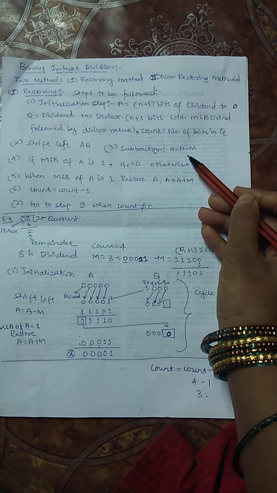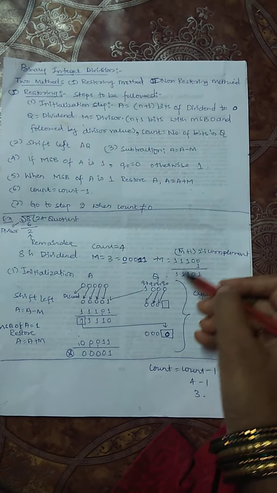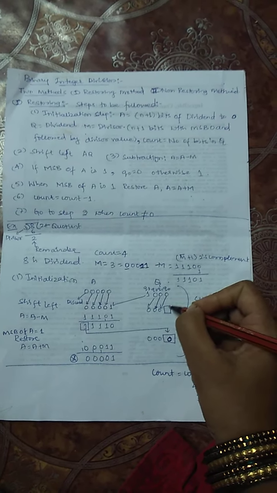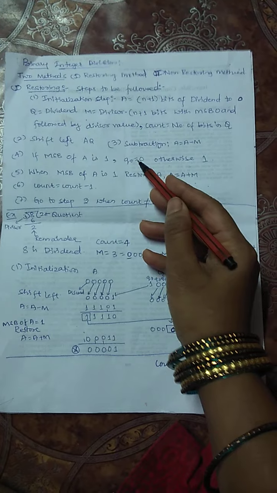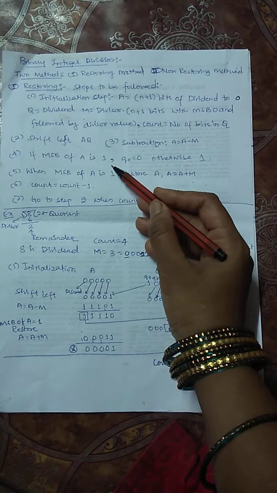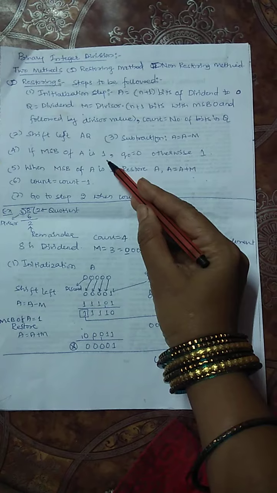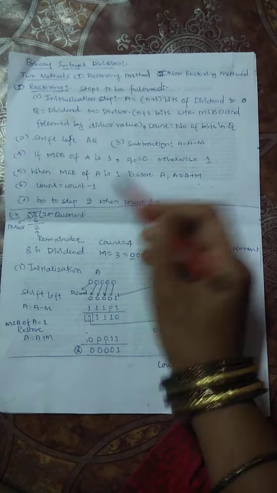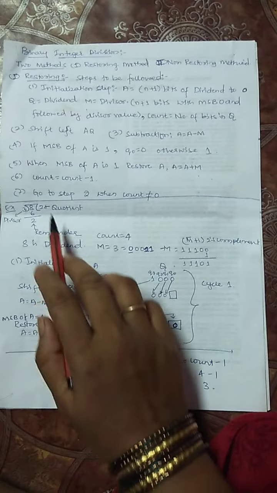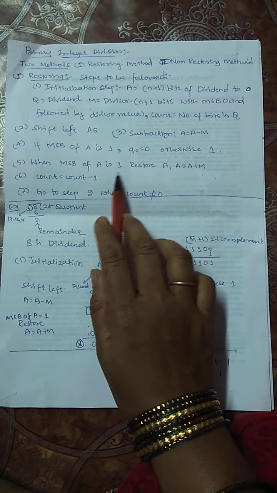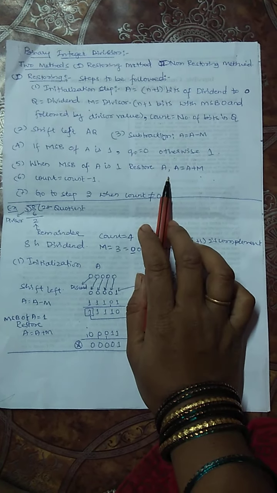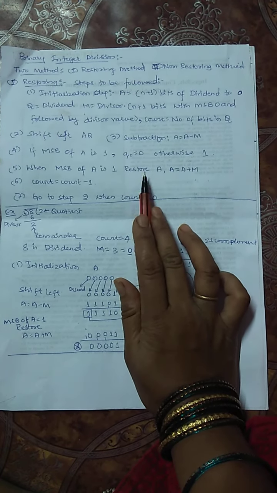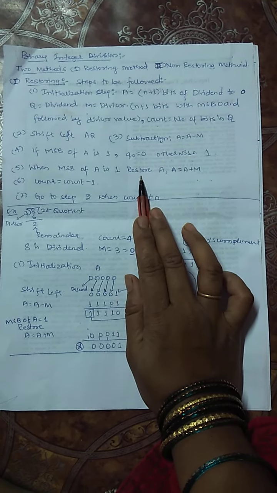Then, when A is equal to A minus M is done, we get the value of Q naught. If the MSB bit of A is 1, then Q naught will be 0; otherwise it will be 1. That means if the MSB of A is 1, Q naught is 0, and if the MSB of A is 0, Q naught is 1. So we take it the opposite way. Next, when the MSB of A is 1, we do the restore operation. What is the restore operation?